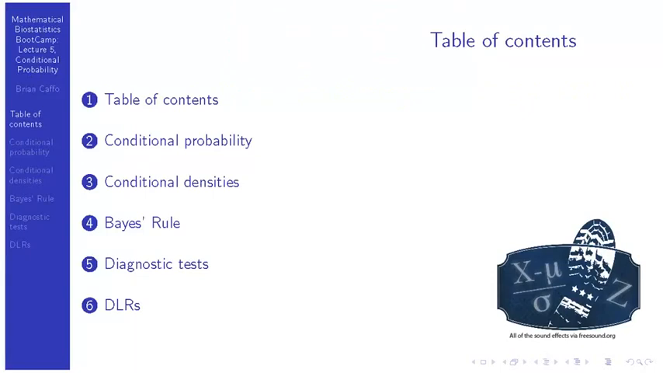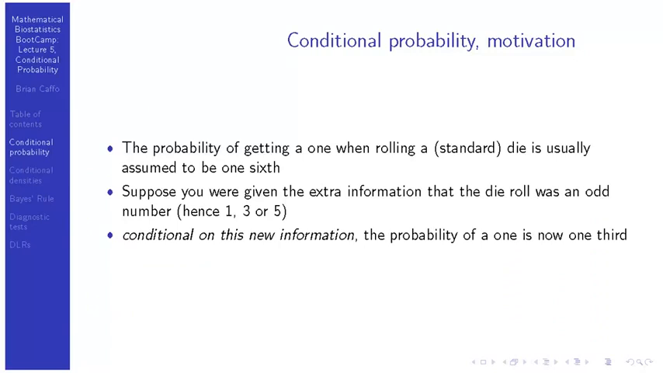So in this lecture, we're going to talk about conditional probabilities and then the associated density functions for calculating conditional probabilities, basically just called conditional densities, and we'll talk about conditional mass functions for discrete random variables. We'll talk about Bayes' rule and then briefly talk about an example of Bayes' rule using diagnostic tests, and then we'll talk a little bit about so-called diagnostic likelihood ratios.